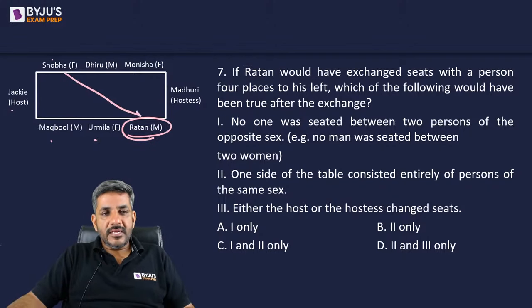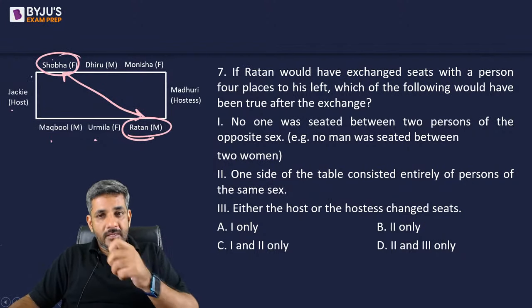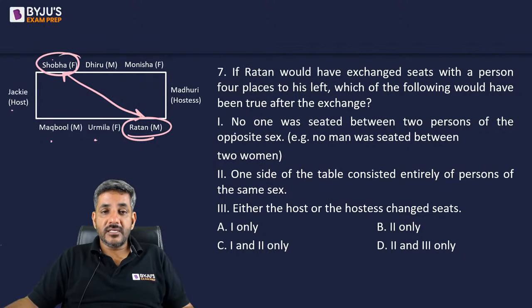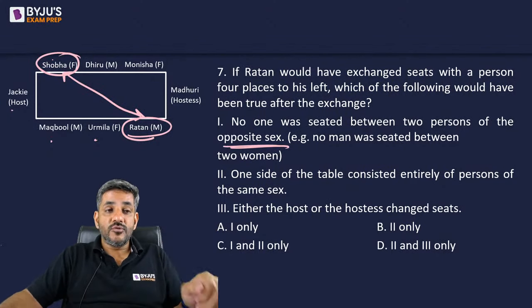So if Ratan interchanged his position with Shobha, this is what the question says, then which of the following would be true after exchange? No one was seated between two persons of opposite sex. No one is seated between two persons of opposite sex.